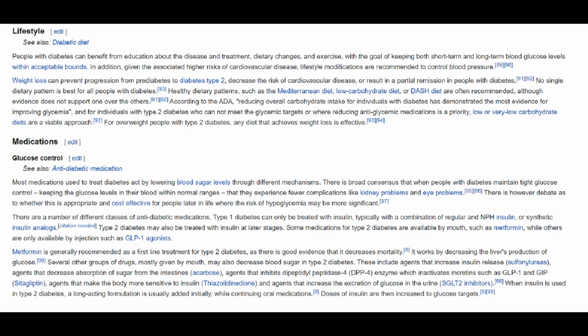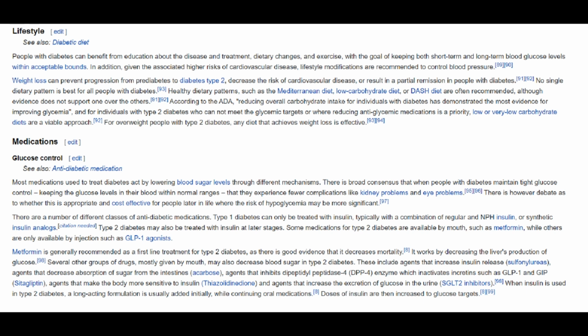Weight loss can prevent progression from prediabetes to diabetes type 2, decrease the risk of cardiovascular disease, or result in a partial remission in people with diabetes. No single dietary pattern is best for all people with diabetes. Healthy dietary patterns, such as the Mediterranean diet, low-carbohydrate diet, or DASH diet are often recommended, although evidence does not support one over the others.